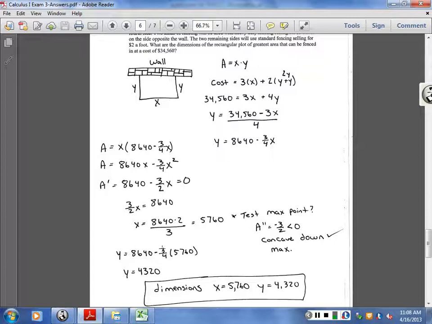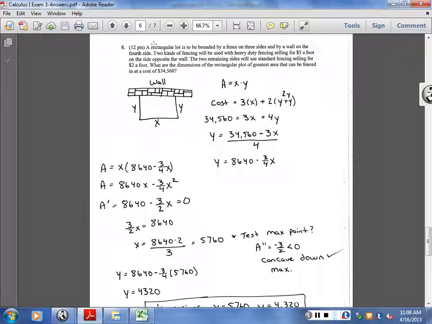So I have a rectangular fence. A rectangular lot is to be bounded by a fence on 3 sides and a wall on the 4th side. So I have a wall, and then I have a fence. 2 kinds of fence will be used. The heavy-duty fence, selling for $3 a foot, on the opposite side of the wall. So it's going to cost me 3 times x to build x.